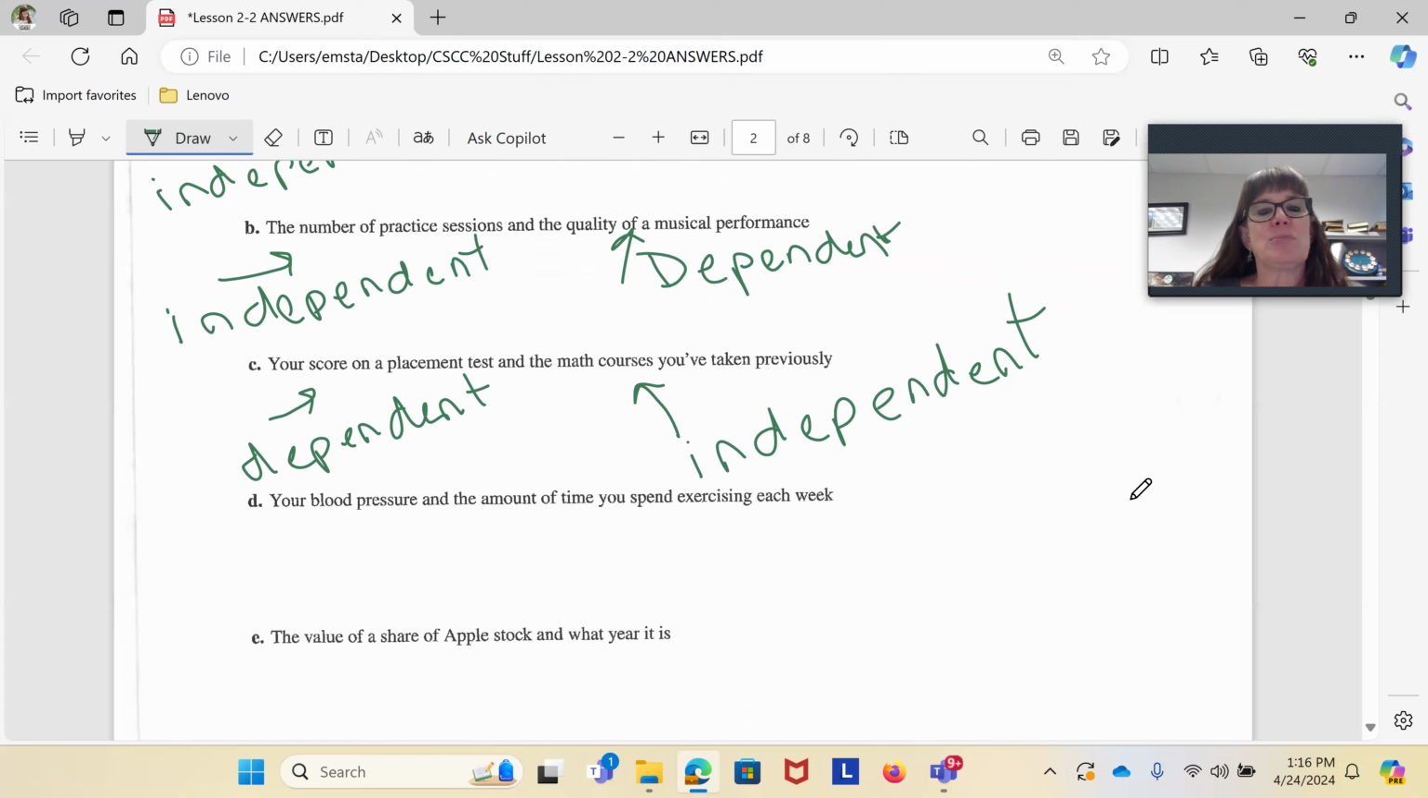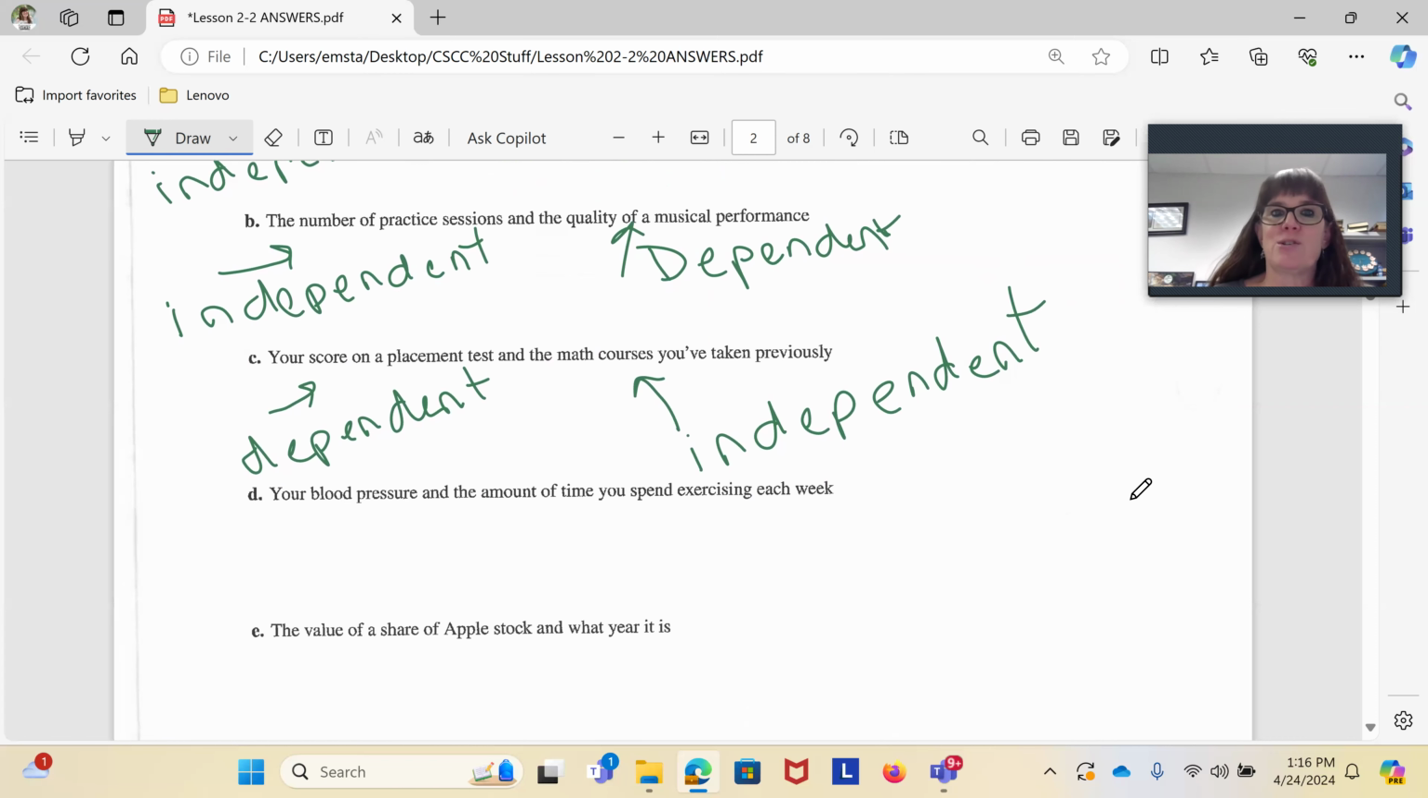How about D, your blood pressure and the amount of time you spend exercising each week? Does your blood pressure depend on the amount of time you spend exercising each week? Or does the amount of time you spend exercising depend on your blood pressure? In this one, I could sort of argue both ways, but they have a specific way they prefer it.